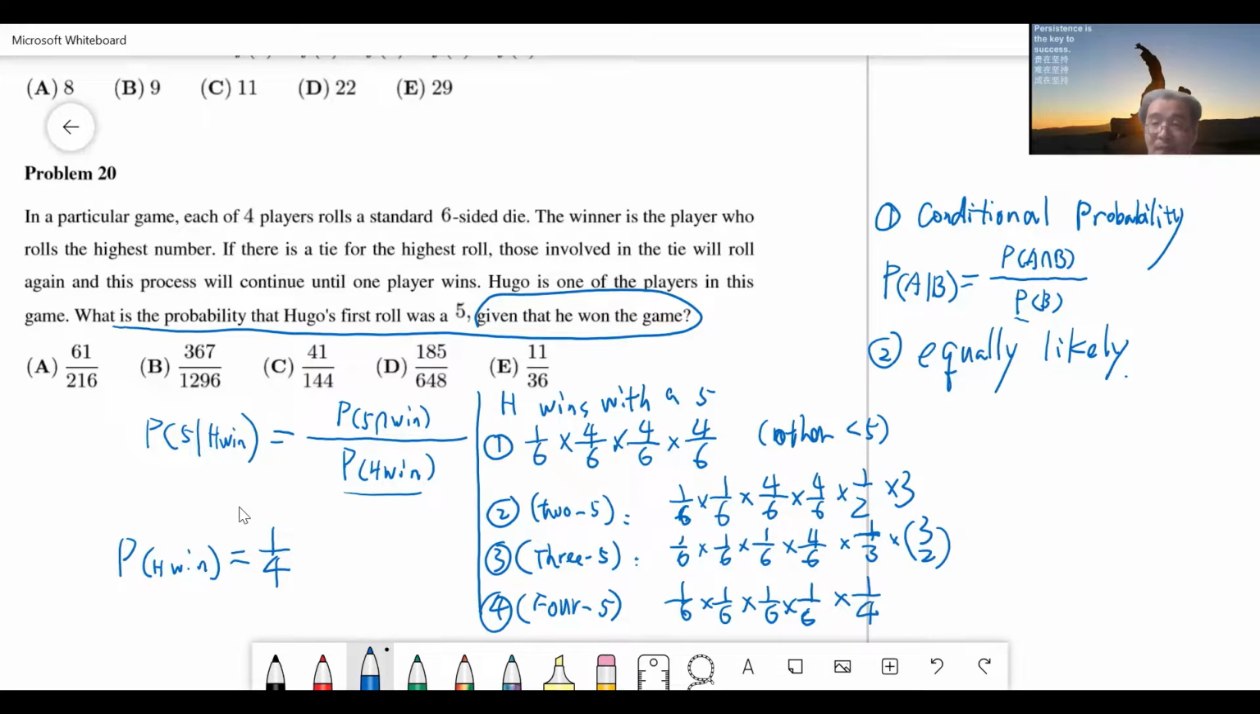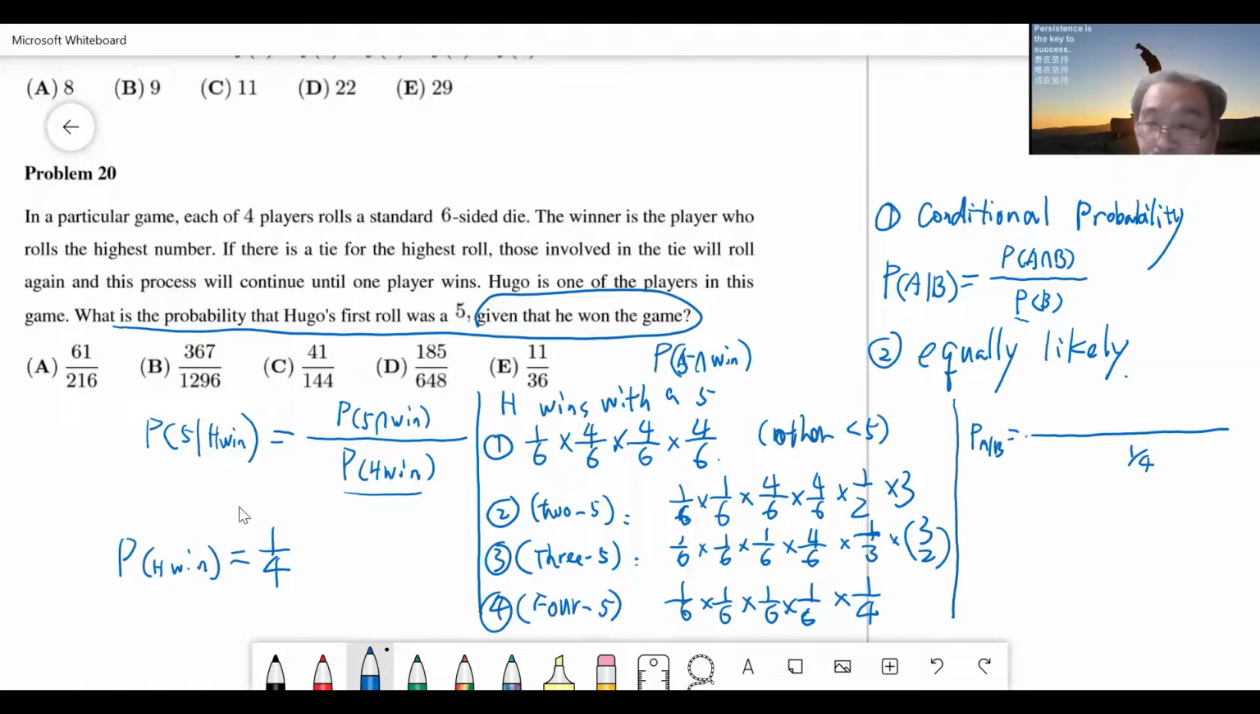All right. Okay, so that's all we can find out. So now let's add them together. So this gives us P of A given B, where Hugo got 5 and wins, right? So we're going to find this is going to be P of A given B, which equals the bottom one, 1/4, as we showed here. Then we're going to add these parts.